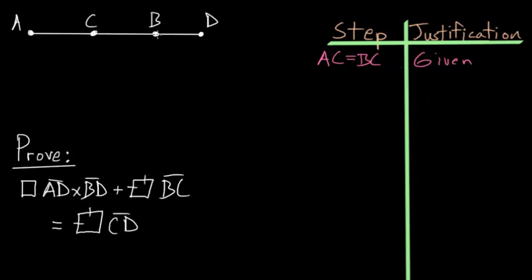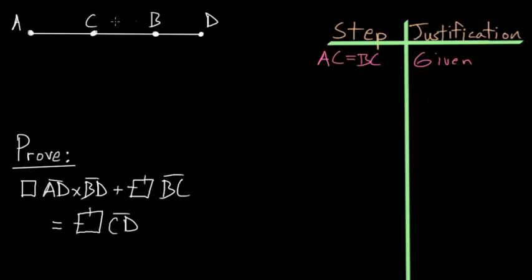And what we're trying to prove is that if we formed a rectangle from the line AD, so it's our starting line with this portion added to it, we want to form the rectangle AD and BD, and if we add to this the square on BC, what we're left with is the square on CD. So that's what we have to prove for this video.